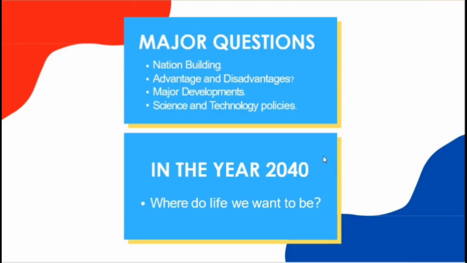Before I start to discuss the lecture, I will first share some questions given to us by our professor related to it. There are four major questions asked. Number one, what we want about nation building. Number two, what we know about the advantages and disadvantages of the recent technology we have today. Number three, what is the major development we want for our country. And number four, in relation, what is the science and technology process we want in order to achieve our national goals.